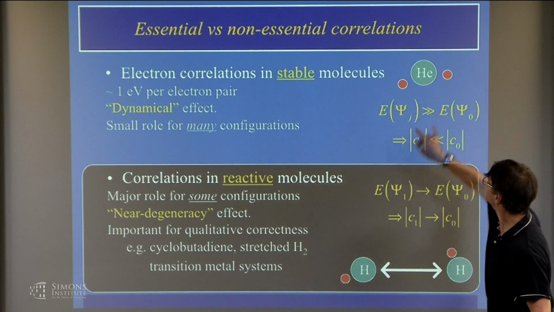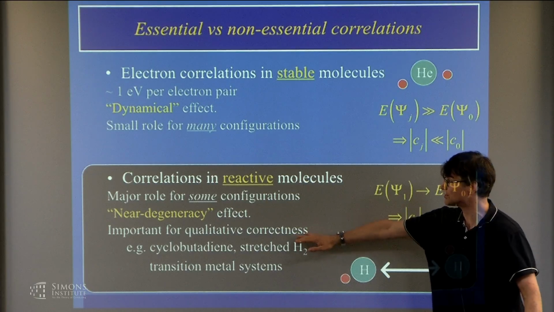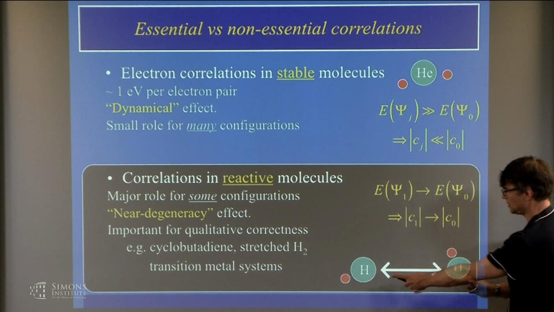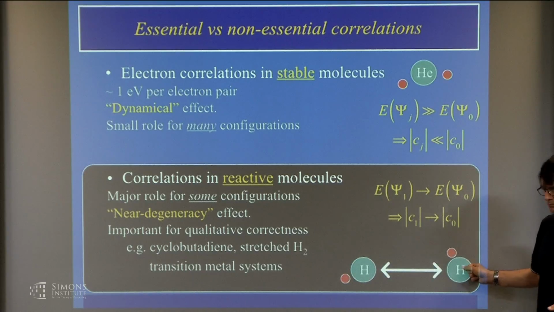And this, by contrast, is a near degeneracy effect. The energies of two configurations roughly balance, are nearly degenerate. And if you have nearly degenerate configurations, they'll mix strongly in quantum mechanics. So this near degeneracy effect is essential to be qualitatively right. And so the picture here is just the toy example of stretching H2. It's a little bit of a toy example in many ways.